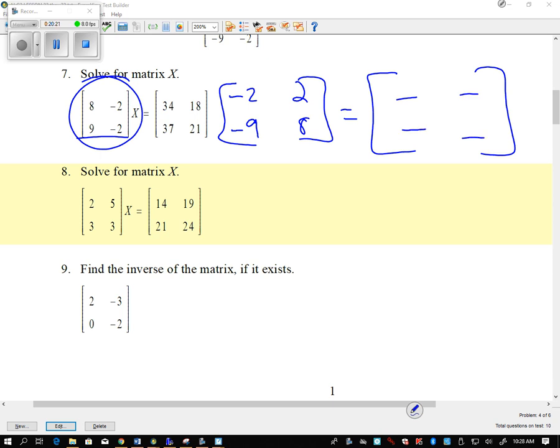That would end up being 34 times negative 2. Okay, so 34 times negative 2 plus 18 times, let's see, what, negative 9? I get negative 230 there, so I'm trying to figure out what it is that's different.